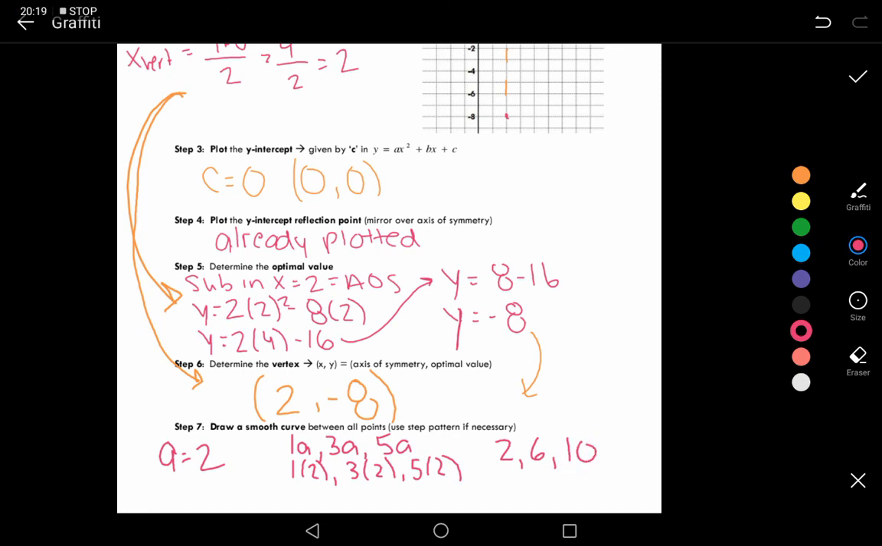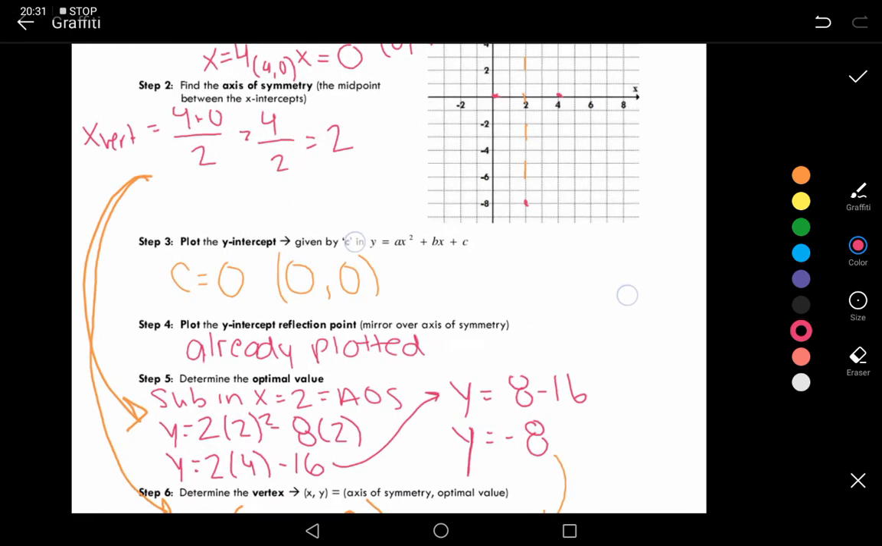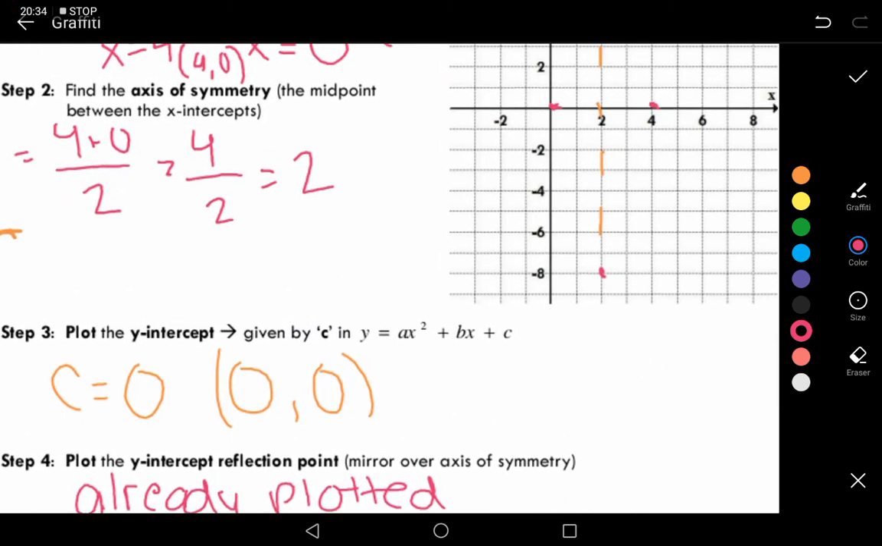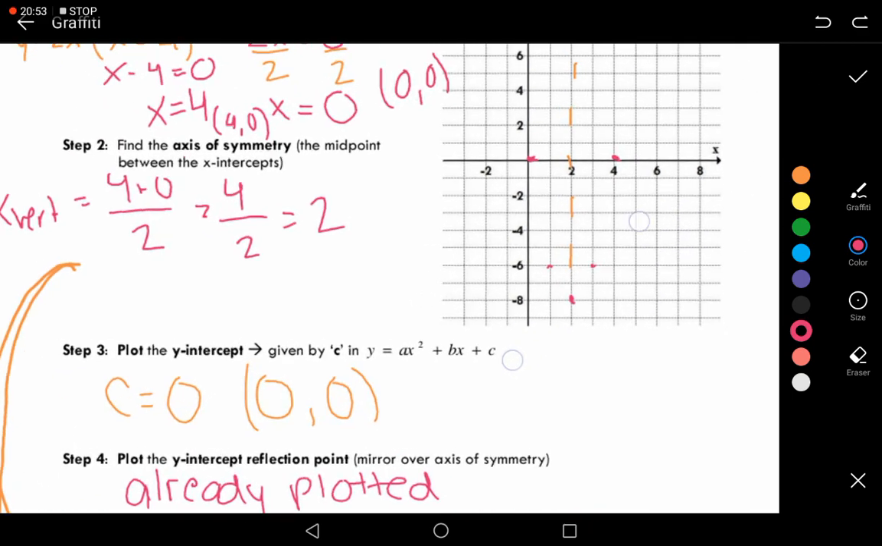And I can use that to plot a couple more points. So remember that step pattern is starting at the vertex, going over 1, and then going up 2. Going over 1, up 6, over 1, up 10. So let's go ahead and use that to plot a couple more points. So if I go over 1, up 2, put a point. Over 1, up 2, put a point. Over 1, up 6. 1, 2, 3, 4, 5, 6. I already have that plotted. Here, over 1, up 6. 1, 2, 3, 4, 5, 6. Already have that plotted. Okay, let's just keep going.